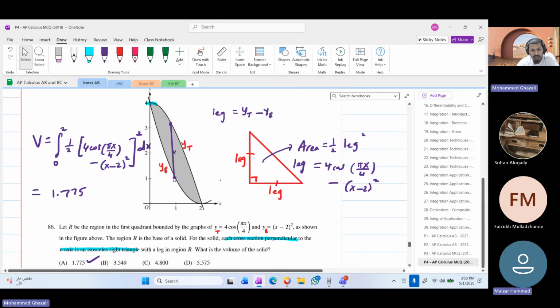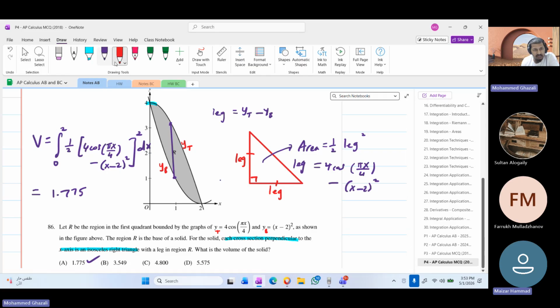The leg is the top minus the bottom. So how would the cross section look like in here? Just so I can visualize it better, can you draw where the isosceles triangle would be? There's a cross section here. No, you're cutting out a piece here. You're cutting out a piece and you're getting a cross section looking like this. It's a 3D figure.